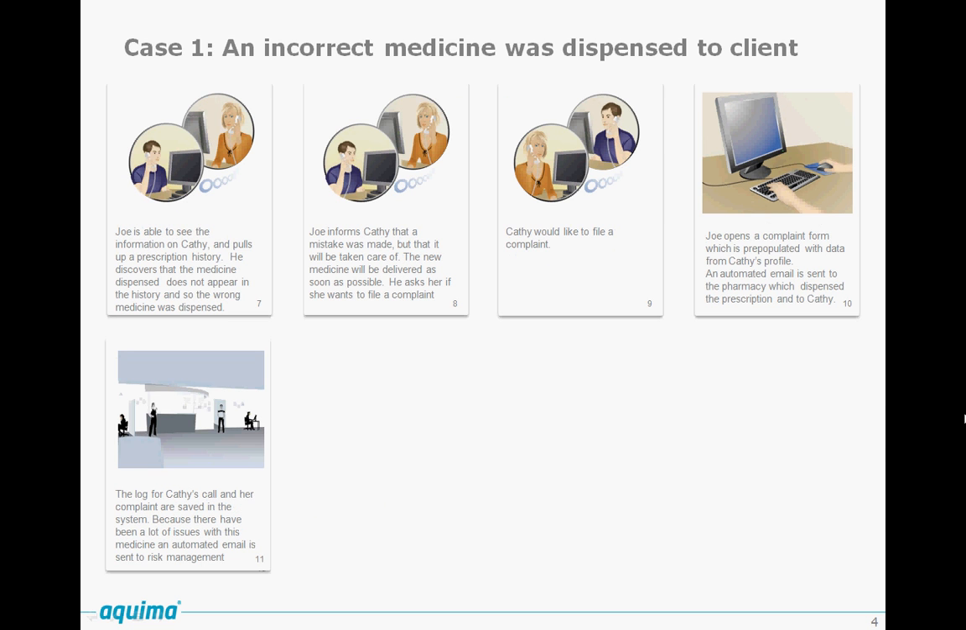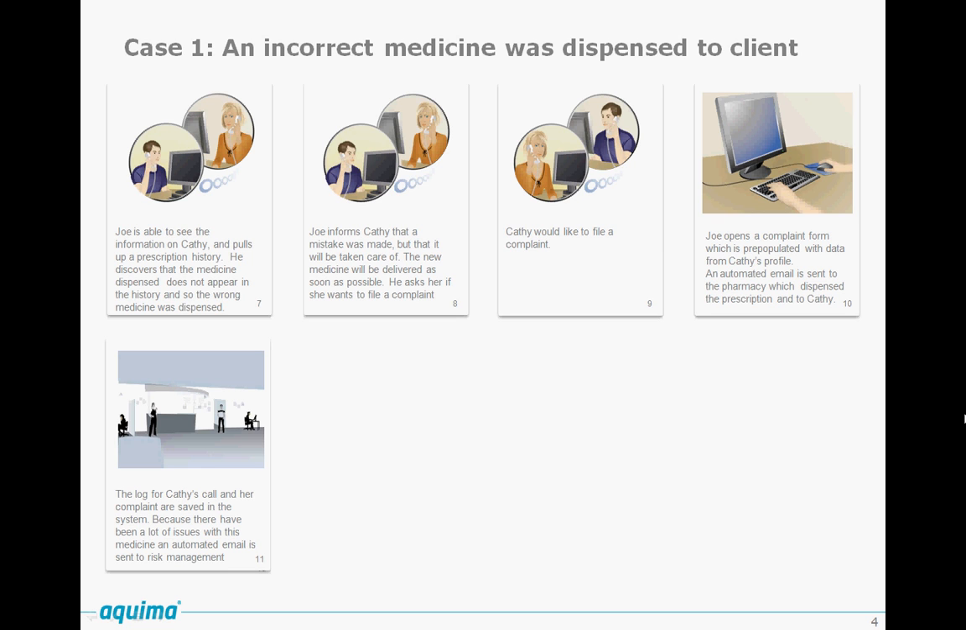Joe is able to see the information on Kathy and pulls up prescription history on the system and discovers that the medicine prescribed does not actually appear in the history, and presumes that there's a wrong medicine that was dispensed to her. So Joe informs Kathy that a mistake has been made and it can be taken care of, so a new medicine can be just delivered to her as soon as possible, and then asks whether she wants to complain or not.